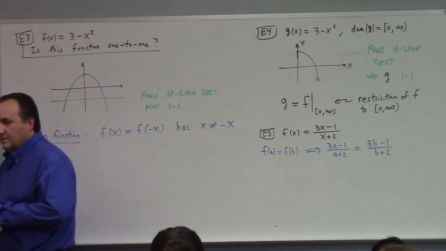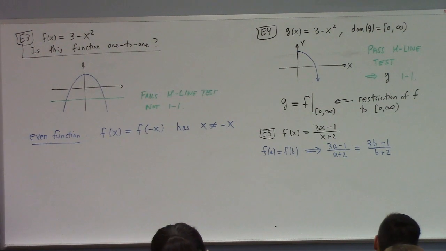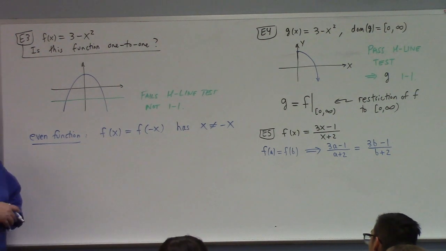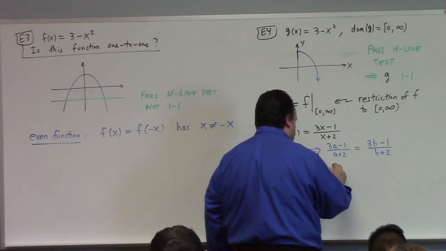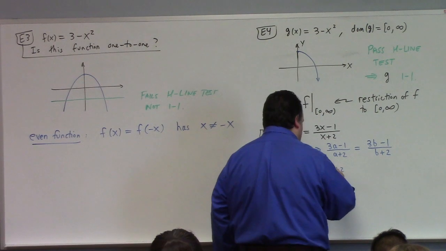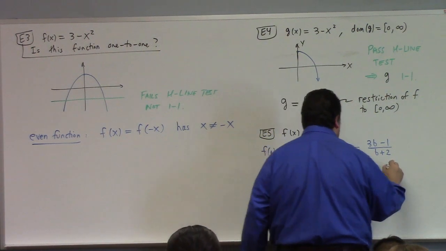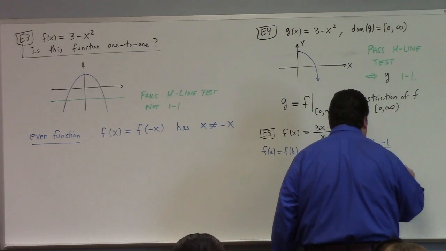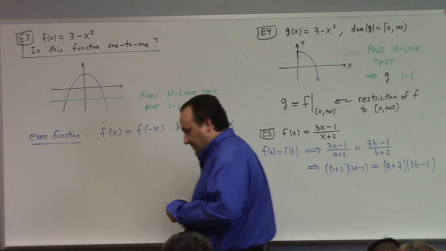Now what we want to do is show that that equation implies a equals b. How do you do that? Well, let us multiply by the denominators. Let's cross multiply. So this gives us (b plus 2) times (3a minus 1) is equal to (a plus 2) times (3b minus 1). That's my step number 1.